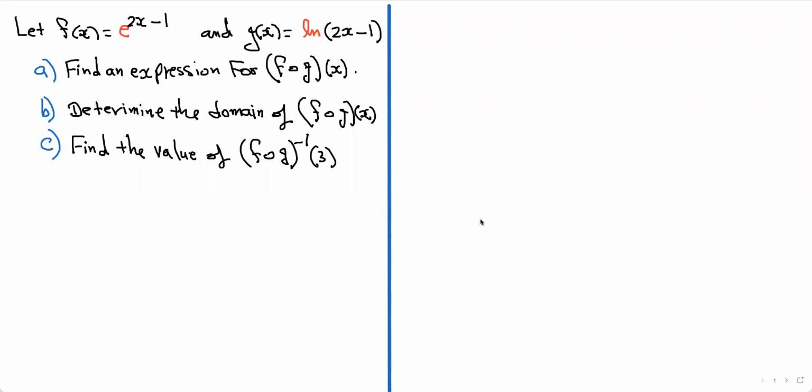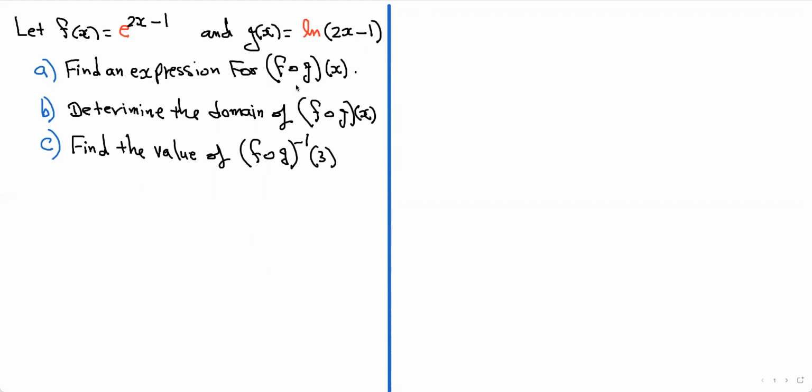Hi again, here's a question that involves function notation and the natural log. So we're given that f of x equals e to the 2x minus 1, and g of x is ln 2x minus 1. Now they want me to find an expression for f of g of x.